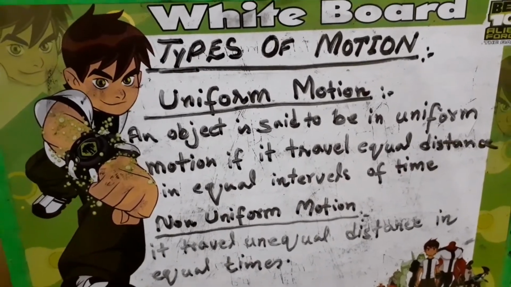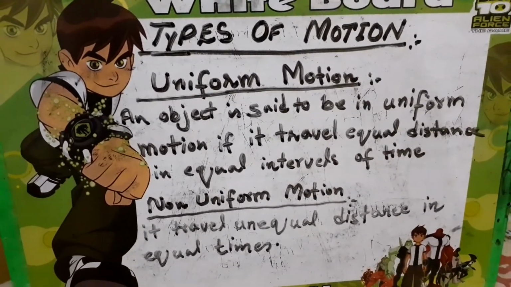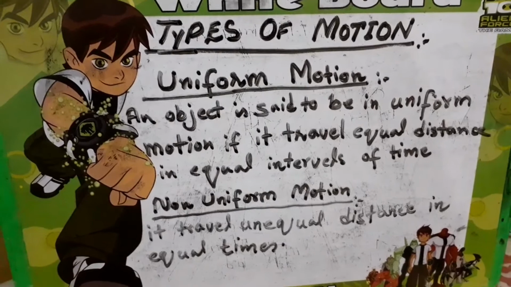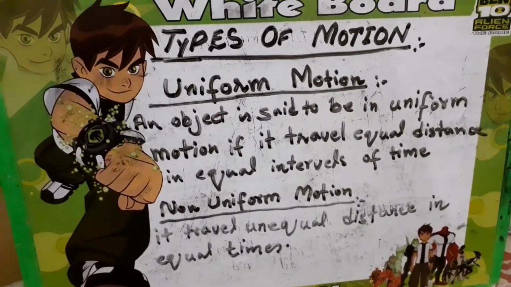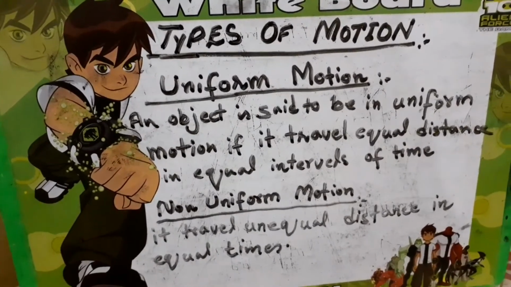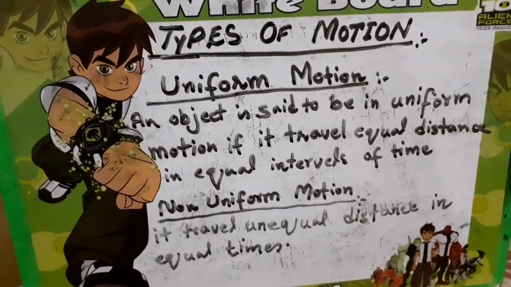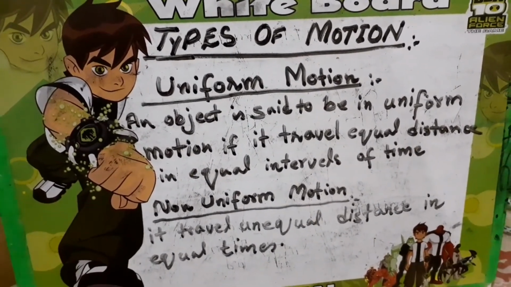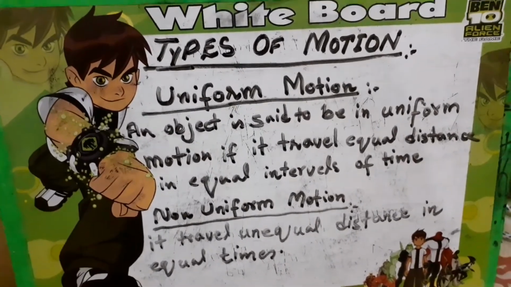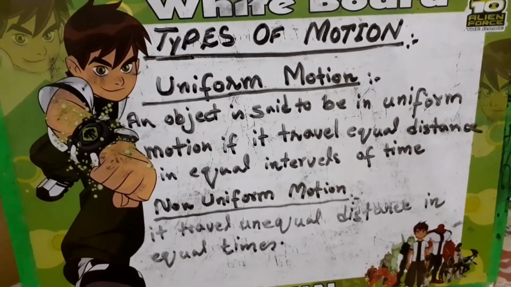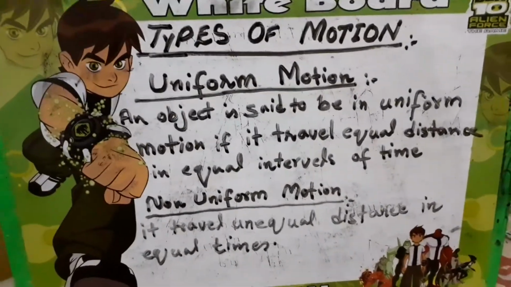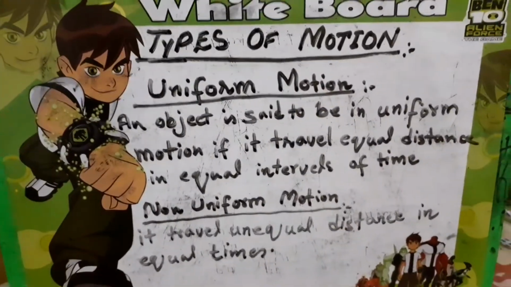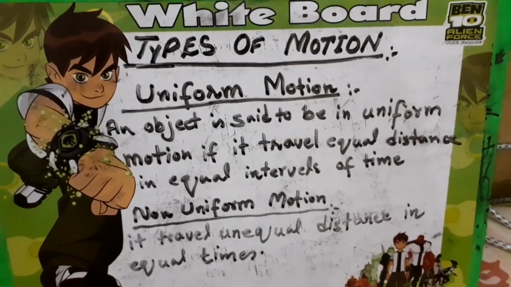And non-uniform motion is the movement of an object when it travels and does not cover equal distance. It travels unequal distance in equal times. For example, a car covers 4 meters in 1 second, while it covered 8 meters in another second. Then it is said to be non-uniform motion.